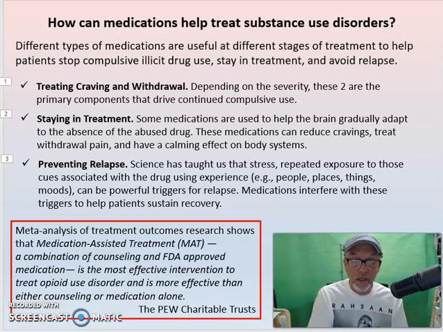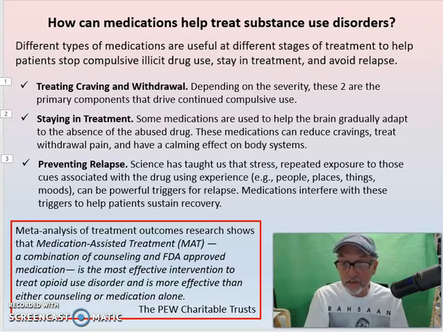And you note this meta-analysis by the Pew Charitable Trusts. And Pew Research is actually one of the many fantastic research entities. Go ahead and Google them as well. But their meta-analysis on treatment outcomes shows that the most effective intervention to treat opioid use disorder is medication-assisted treatment with counseling. And it's more effective than either counseling or meds alone.